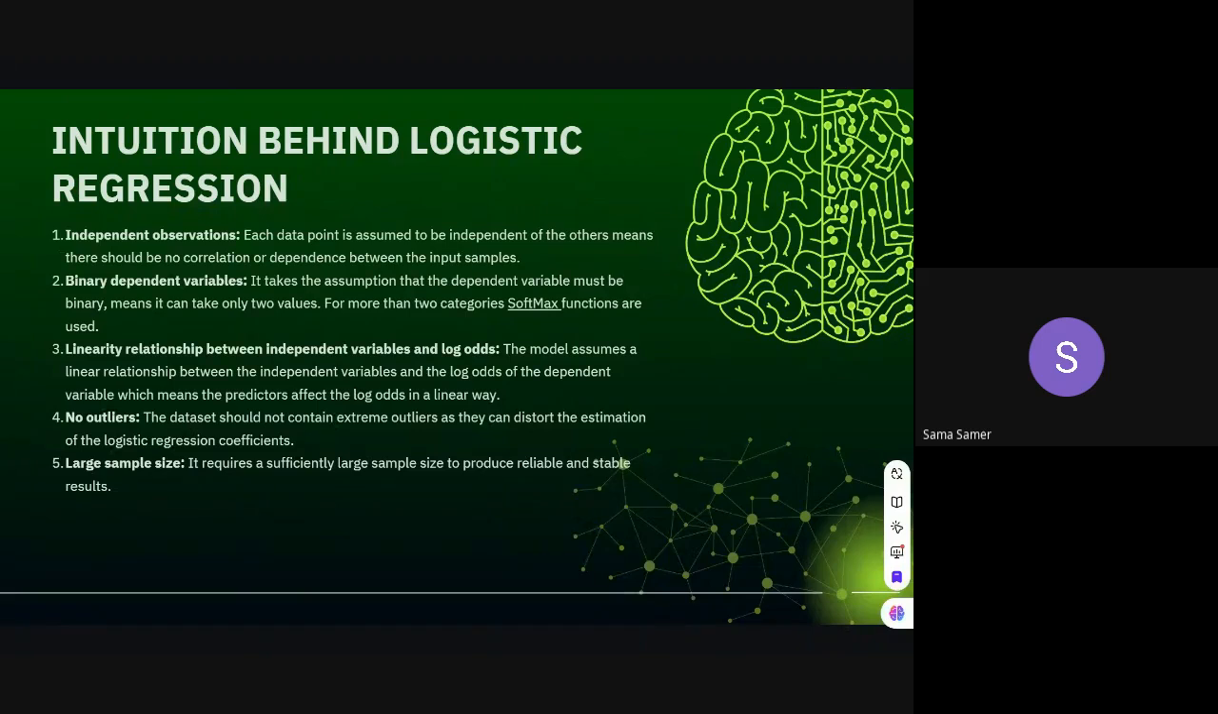And this is the most important thing: data must have no outliers. The data should not contain any extreme outliers because this model is very, very sensitive to outliers, and they can distort the estimation of the logistic regression coefficients. And the large sample size: it requires a sufficiently large sample of data to be reliable and stable. Take care of the last two things.